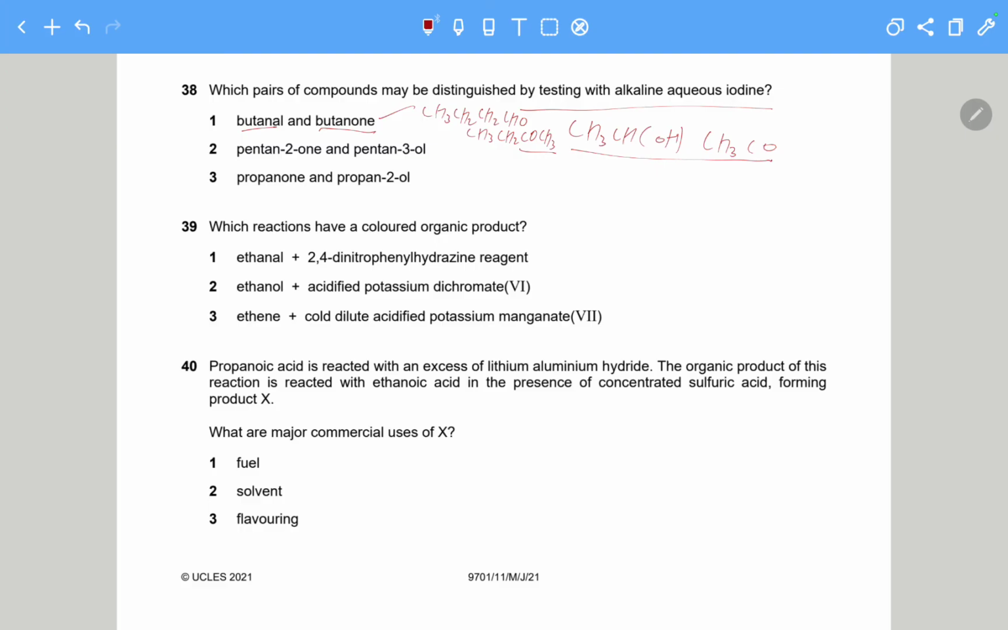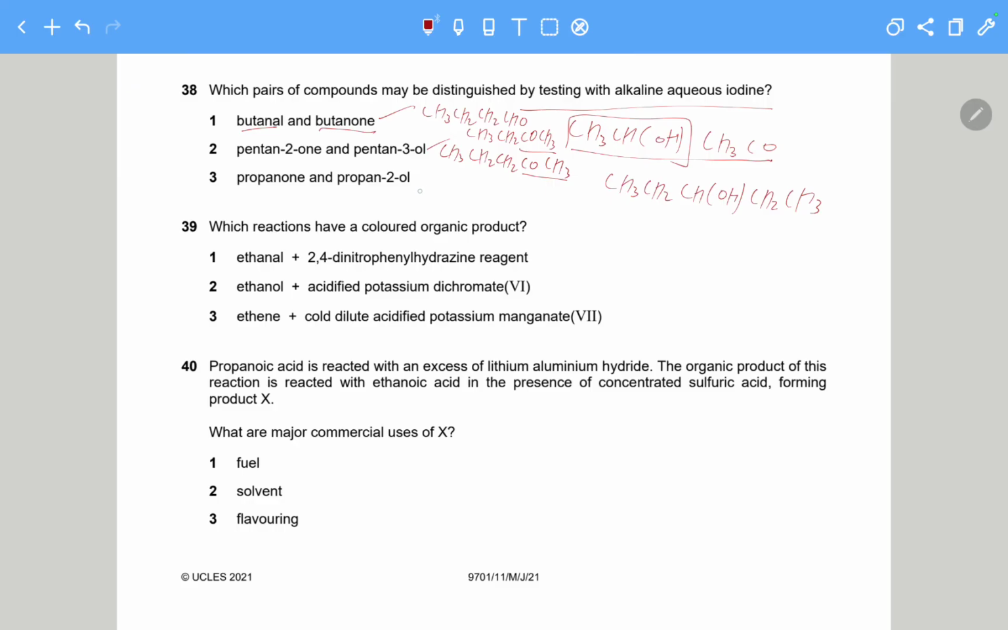Pentan-2-one and pentan-3-ol. So pentan-2-one is CH3CH2CH2COCH3, and this will react again, CH3CO. Pentan-3-ol is CH3CH2CHOHCH2CH3. It does not have the CH3CHOH group. It has a CH3CH2CHOH group, so it will not react. Again, these two can be distinguished.